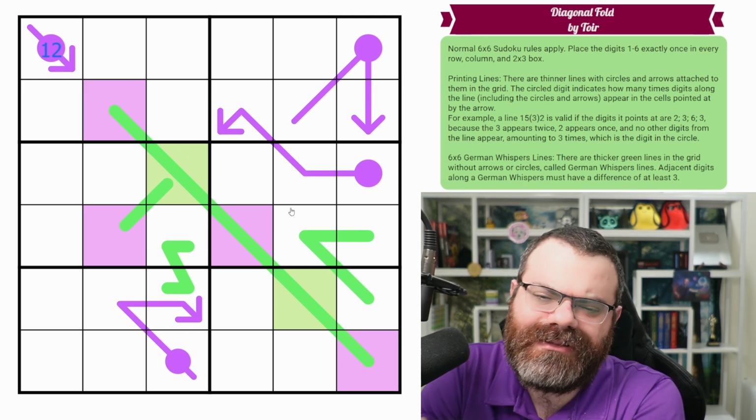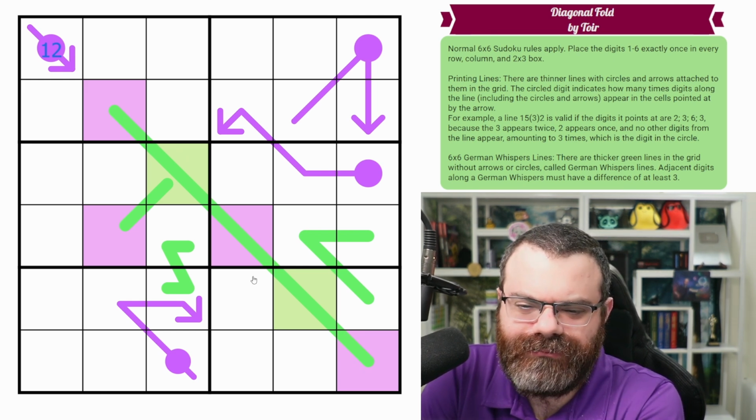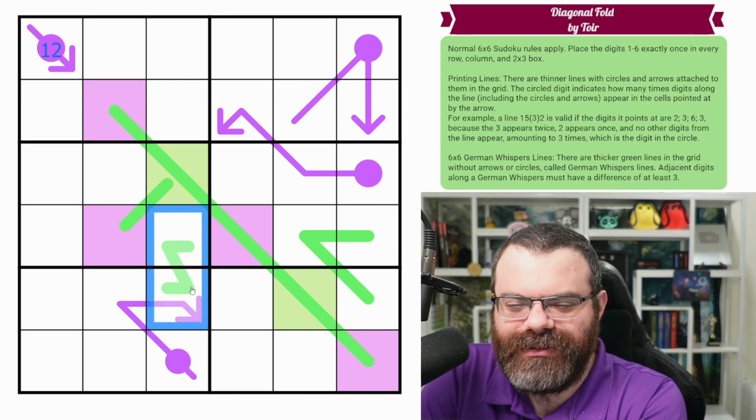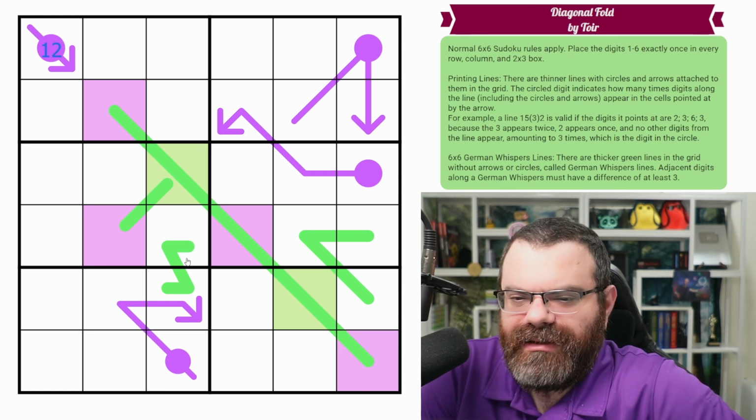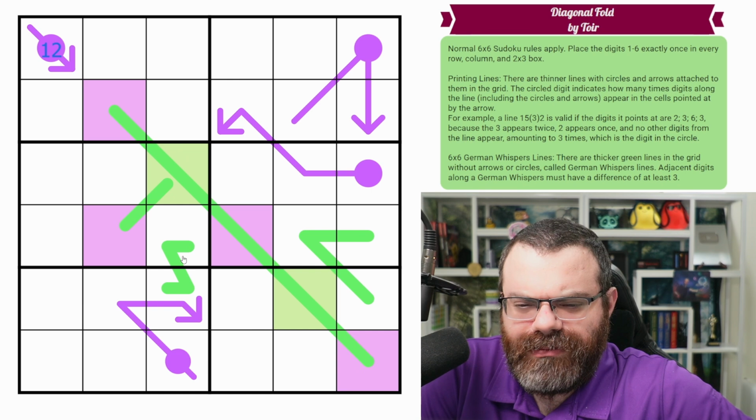Let's see, what do we do next? This one could just be a straight line. I wonder why it's a Z. Guess it's cosmetic. So, let's see, what can I do here?